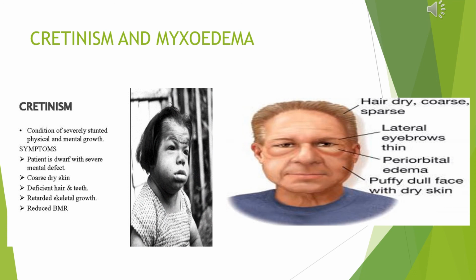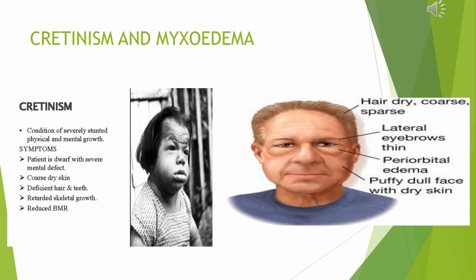The skin of the patients becomes very coarse and dry. Deficient hair and teeth, not proper development of hair and teeth happens. The skeletal growth, that is the bone growth, is also retarded, so they do not increase in height. Reduced BMR, that means the reduced basic metabolic rate.